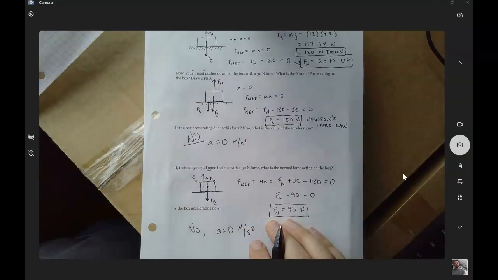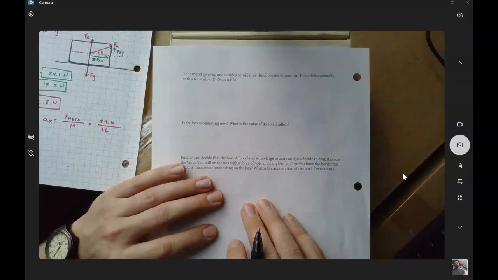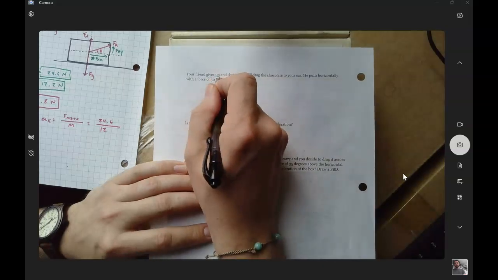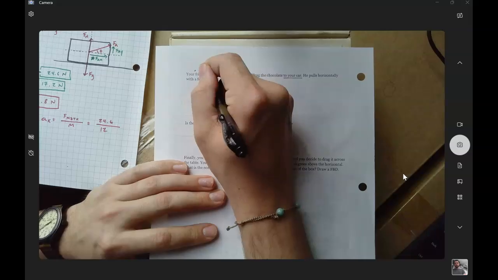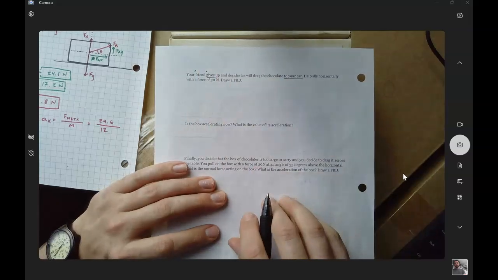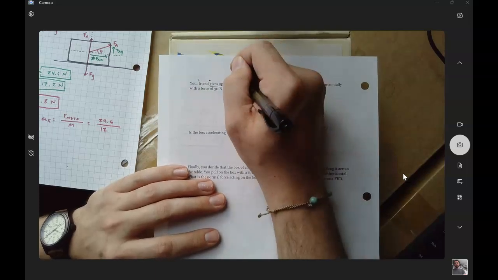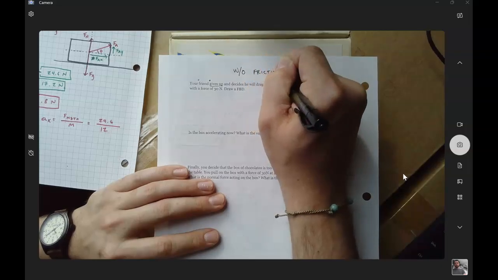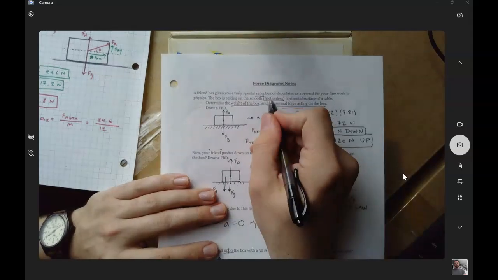Okay, let's take a look at the next part. Now, the friend is going to give up and decide he'll drag the chocolate to our car. Again, maybe trying to give us a little bit of confidence here. Dragging the chocolate to the car. He pulls horizontally with a force of 30 newtons. And remember, we said this is without friction because it said that this is a smooth, frictionless tabletop.